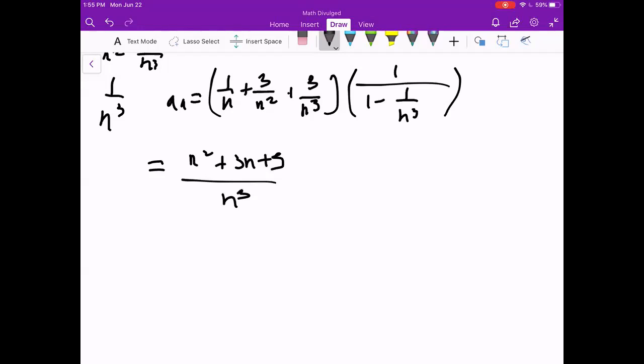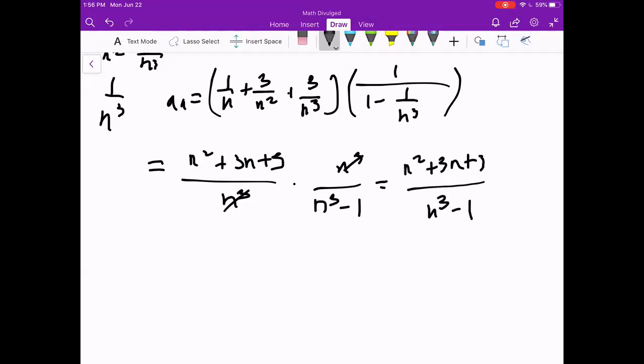And then we're multiplying this by n cubed over n cubed minus 1. So these two terms cancel out, and we're just left with n squared plus 3n plus 3 over n cubed minus 1. And since we're looking for these to cancel out, we're going to try and look for something with an n cubed term minus 1. In order to do this, we're going to multiply both top and bottom of this equation by n. So times n over times n.